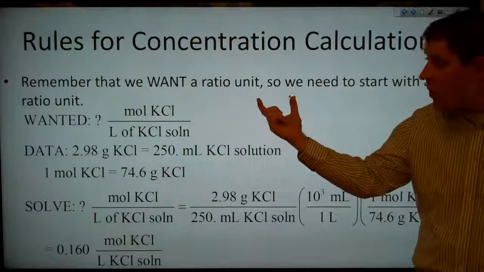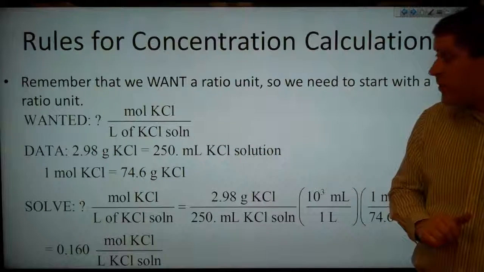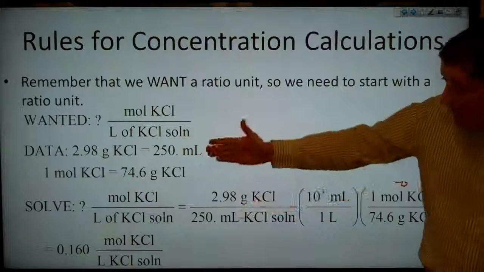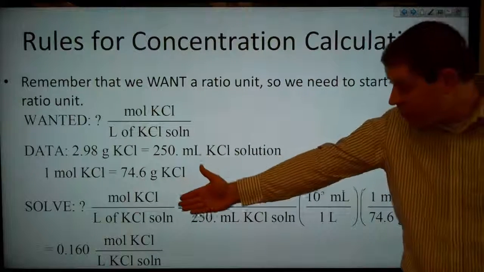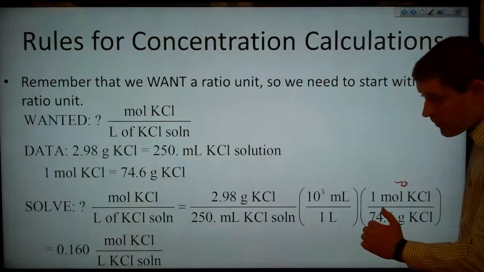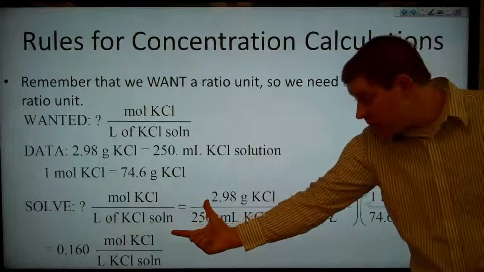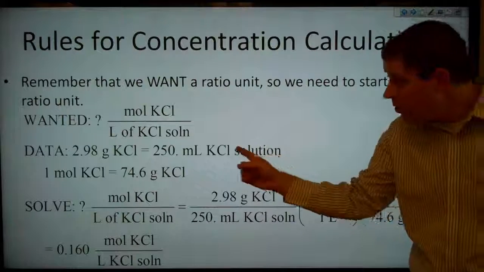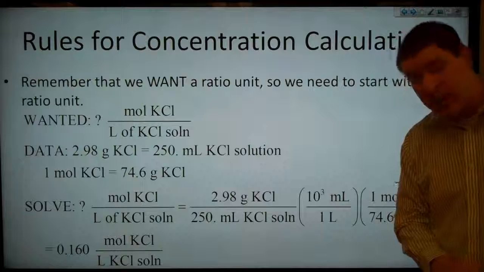And remember that now we want a ratio unit. We want moles of potassium chloride per liter of solution. And that means that we need to start with a ratio unit. So in our solve, we'll write our wanted unit of moles potassium chloride per liter of solution. We want liters of solution on the bottom, so that's a volume of solution. Let's put a volume of solution on the bottom. The volume that we have is 250 milliliters. We know that that is equal to 2.98 grams of potassium chloride, so 2.98 grams of potassium chloride goes on top.